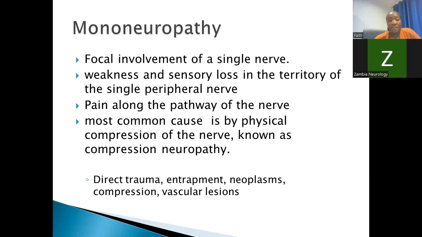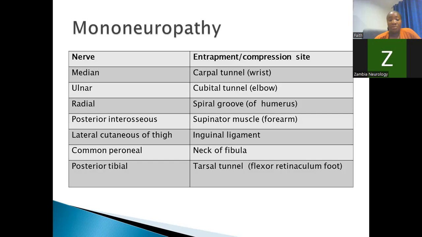For a mononeuropathy, we said there's focal involvement of a single nerve, and usually the presentation is that of weakness and sensory loss in the territory of the single peripheral nerve that is involved. Oftentimes, patients have pain along the path of the nerve, and the most common cause of a mononeuropathy is physical compression of the nerve, and this is usually called compression neuropathy. This can be due to different causes such as direct trauma, entrapment, neoplasms, or compression due to other things like vascular lesions.